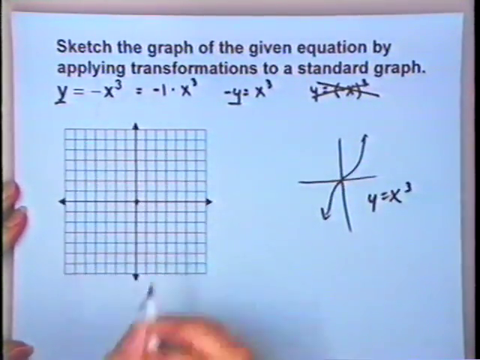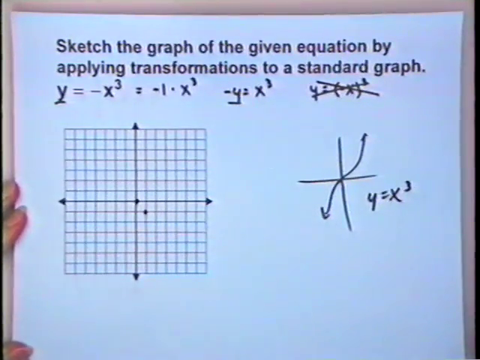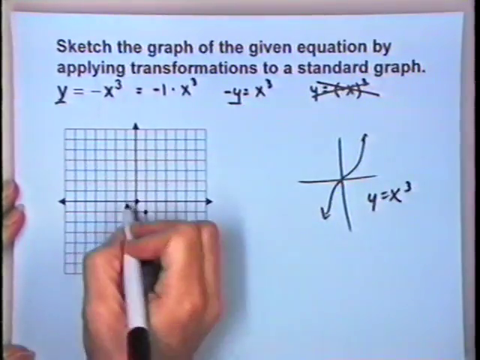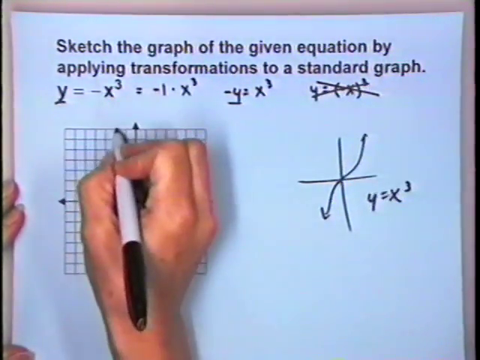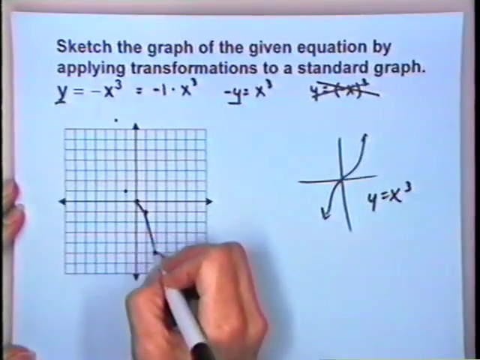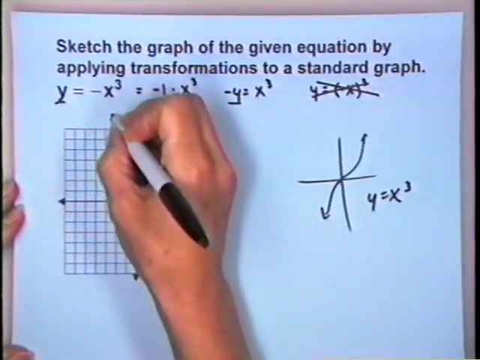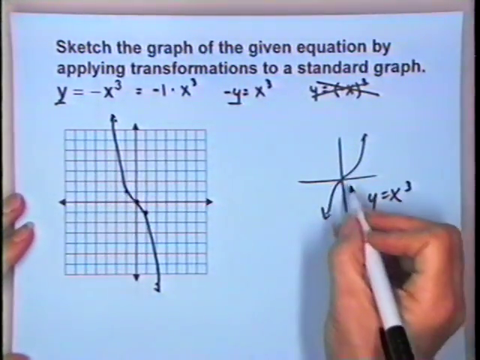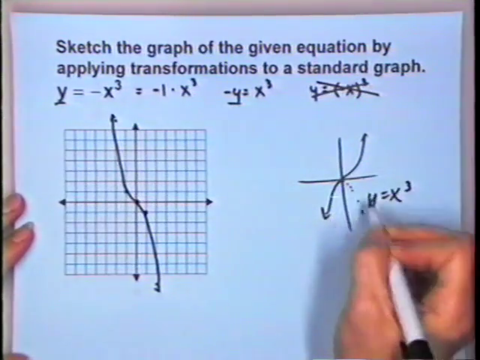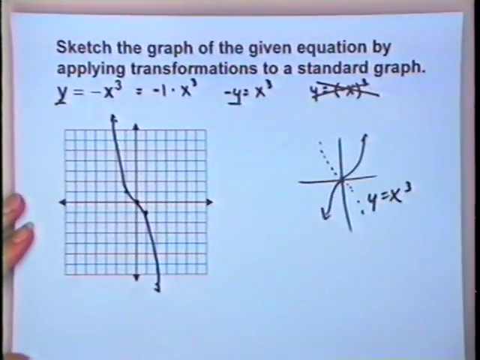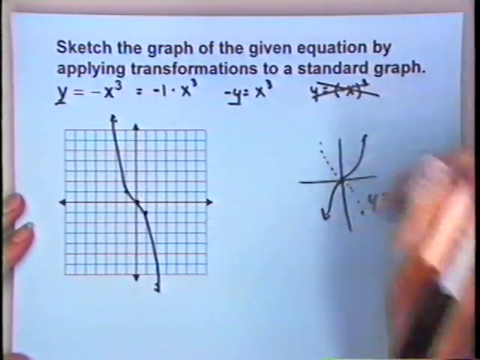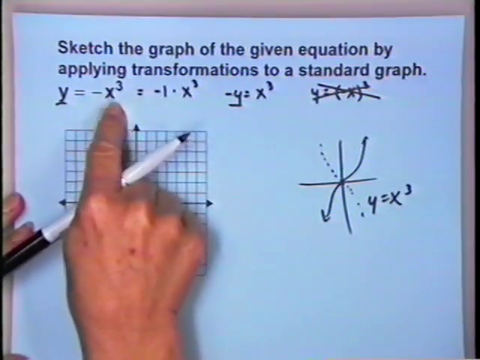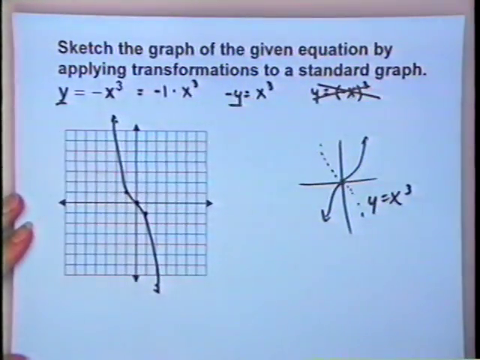And so your 0, 0 is going to stay the same, but you're going to go through 1, -1, and 2 will be -8, and -1 will be 1, and -2 will be +8. Your graph is just going to look like this. See, it's just this graph reflected over that x-axis. Sometimes I will sort of do a dotted line like that to indicate my reflection over that x-axis. But the key is just recognizing that that equation is sort of saying y is changed to -y.